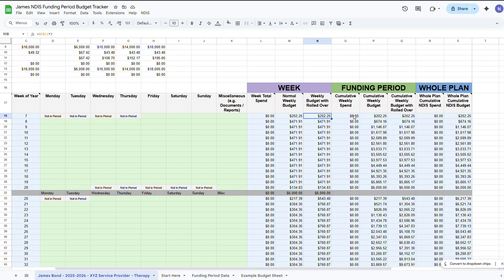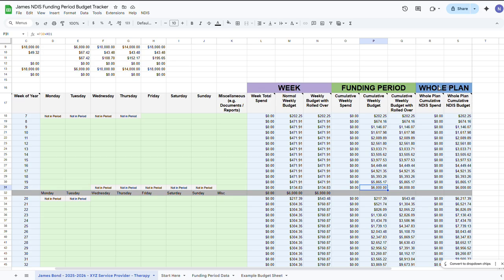So for example, here our weekly budget, we started off with $202.25. And then in our second week, our budget is $471.91, which means that for the total of the first 2 weeks, our budget is $674.16. And then when we get to the very last week of the period, it will equate to $6,000, which is the budget for our period. So this just gives you a running total of the budget, a running total of the spend, and also the running total of the budget with any unused funds from previous periods.